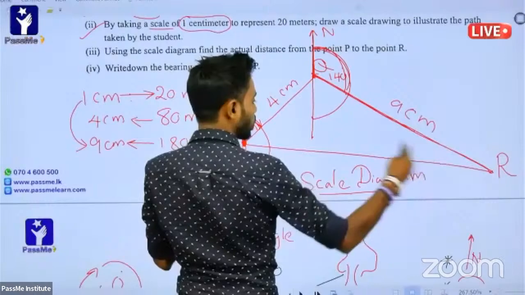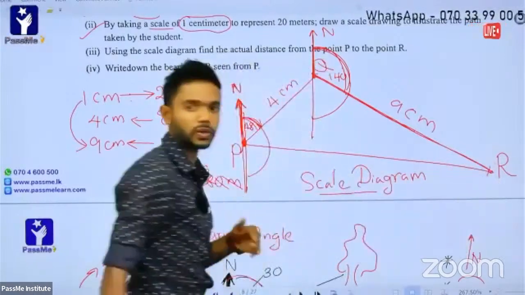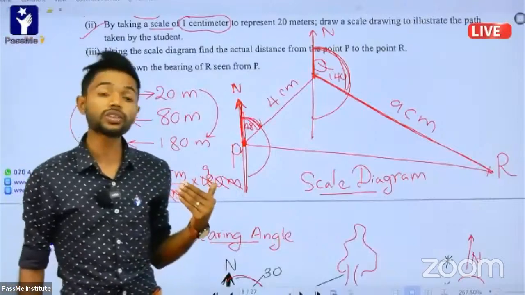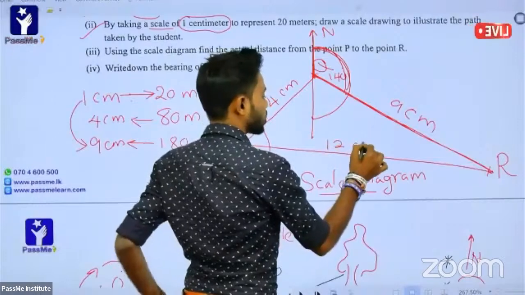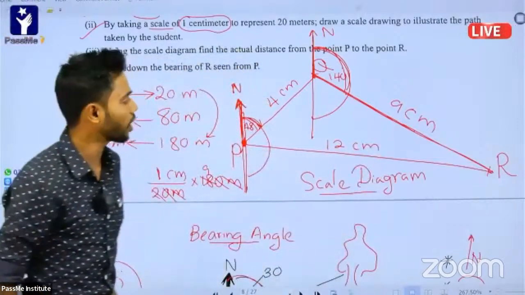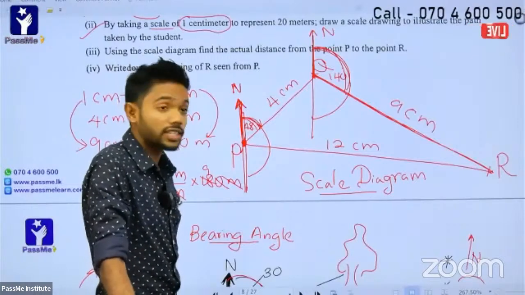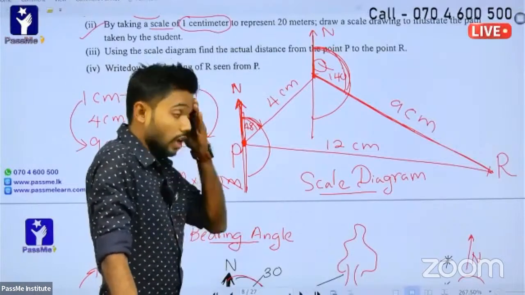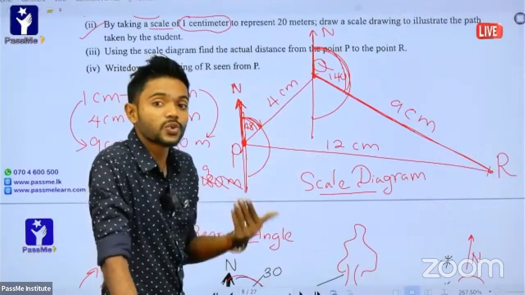Use your ruler and keep it here and measure the centimeter distance, because you have drawn the scale diagram. Let's say 12 centimeter, for example. I don't know actually. Uh, 12 centimeter for example. Now you have to know that the PR distance is 12 centimeter.